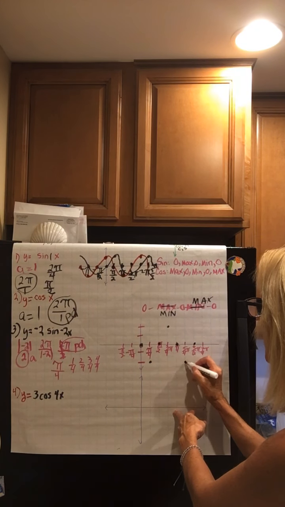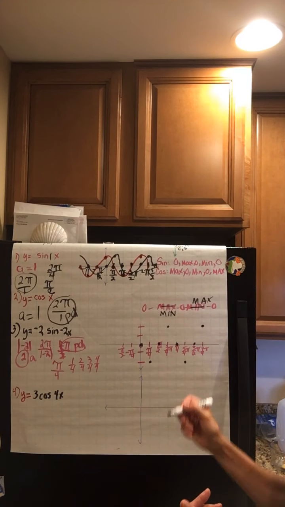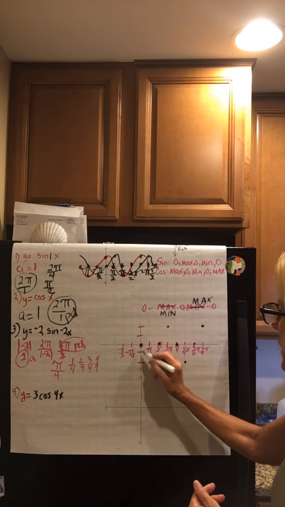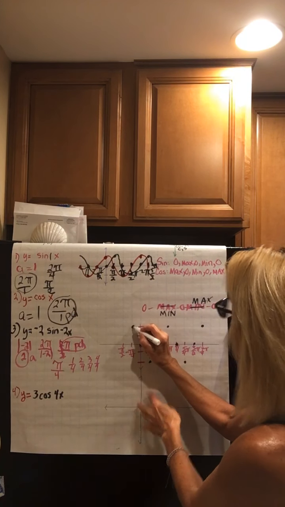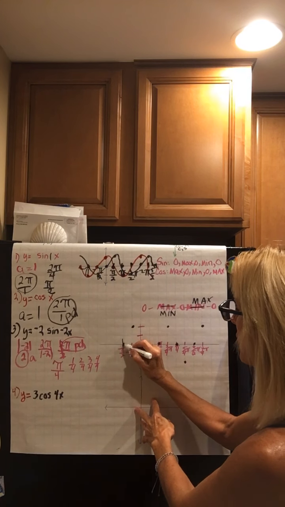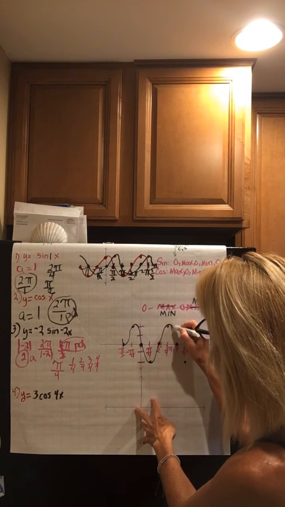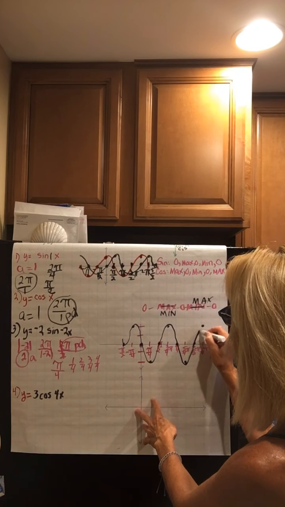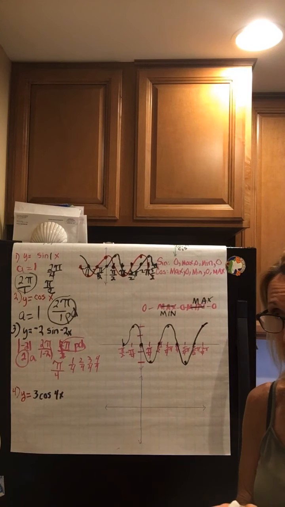So right here, 0, minimum, 0, maximum, and then I can go backwards a little bit. So I start here, and I'm at 0, and then I'll go to maximum, and then from maximum I go back down to 0. So there is your sine graph. And that's it. And then it goes on forever and ever.